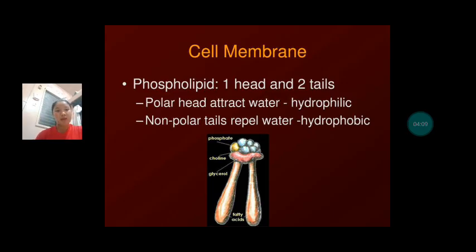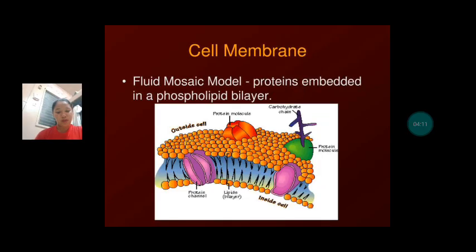The fluid mosaic model describes the membrane as a fluid, flexible structure where the lipids and proteins can move laterally. The term mosaic refers to the patchwork of proteins that are scattered throughout the phospholipid bilayer. These proteins can vary in type and function, including transport proteins, receptors, and enzymes.